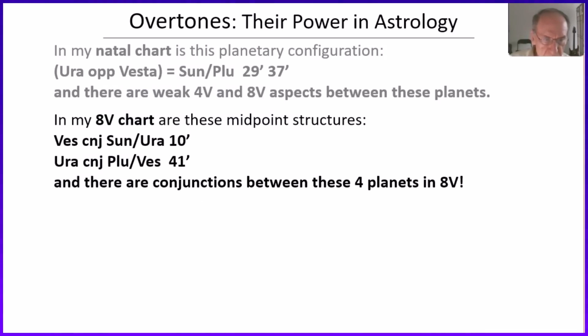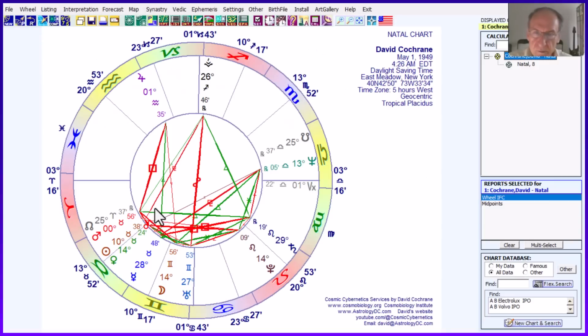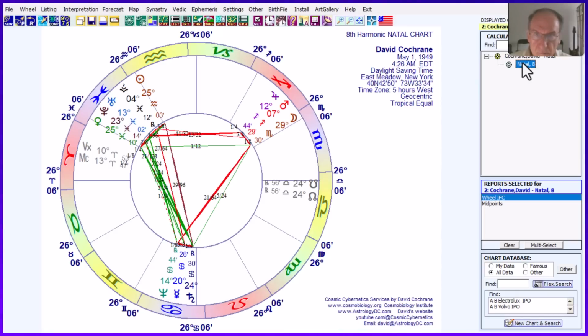What the 8 vibration chart is going to do is it's going to take this sesquiquadrat, this 3/8 aspect, turn it into a conjunction, a rather weak conjunction because the aspect's not that strong. The Uranus and Pluto will show up. So that, we already know that's going to happen. But a very cool thing happens to the overtones, which I'll show you. Here's the 8 vibration chart. And as expected, there's Vesta, Uranus, and Pluto close together, and the Sun.